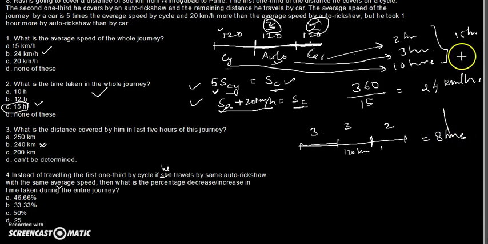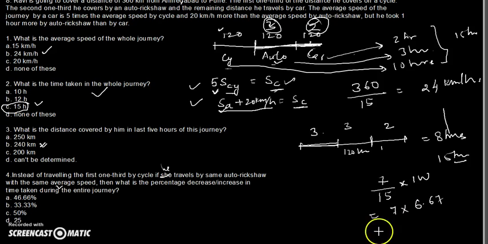Earlier, what was the total time taken? 15 hours. What is the percentage decrease? You see the difference being 7. 7 upon 15 multiplied by 100, right? 100 by 15 is 6.67 approximately. So you can write 46.67 percent. Thus we get option A as the answer.